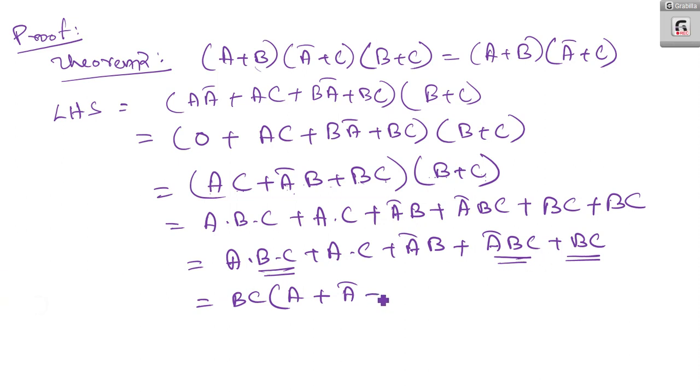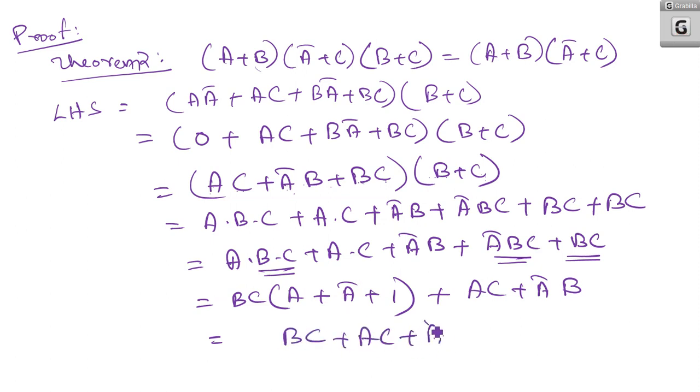A or A bar is 1. Or the other two terms, AC or A bar B. Here what it comes to is anything ORed with 1 is 1 itself. So it is BC or AC or A bar B. Let us call it equation number 1.